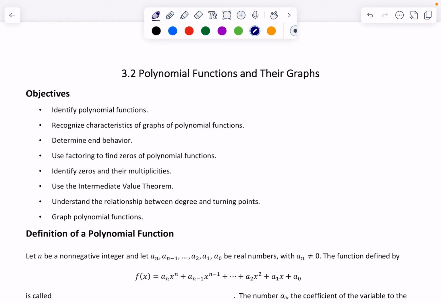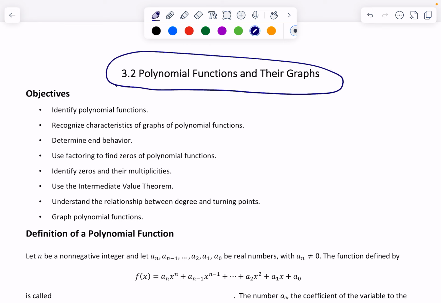Hello. So we're continuing chapter 3 with 3.2, polynomial functions and their graphs.